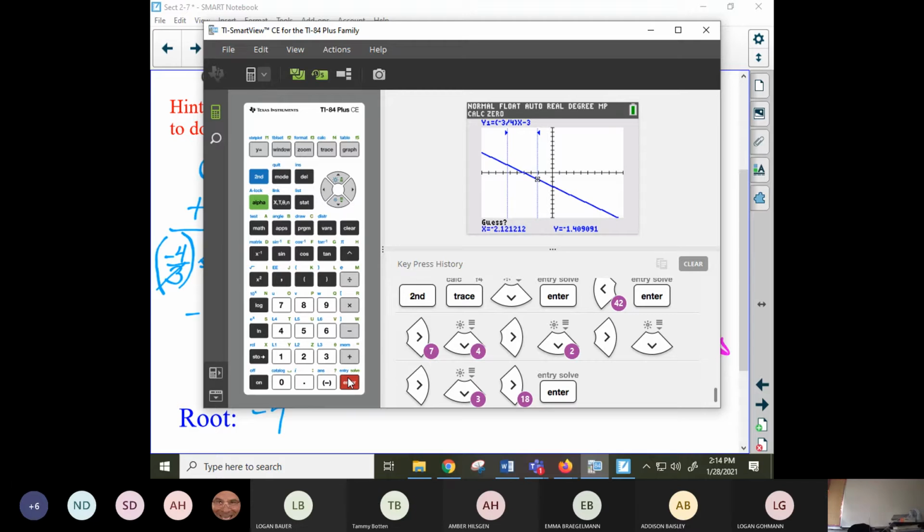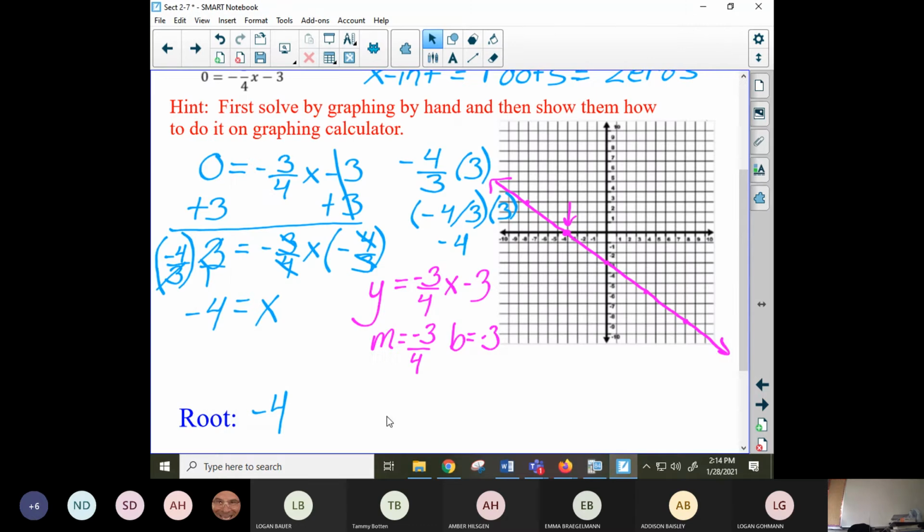Now it's going to ask you to guess. They want you to kind of move the arrow or that cursor. I don't do that. I just hit enter again. And it tells me what the x coordinate of my x-intercept or zero or root is. So my answer is -4. So at first you might think, well, that took us forever, but once you do it once, you're gonna be fast at it. So our answer is -4.